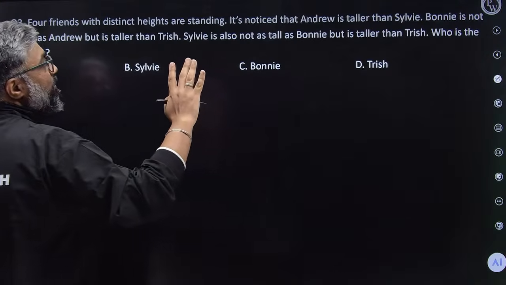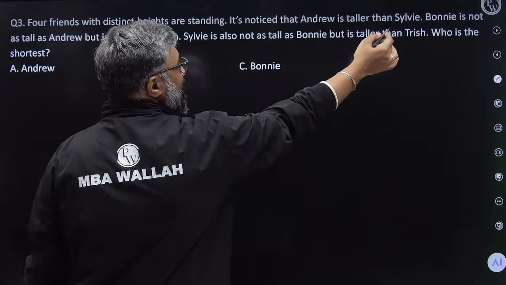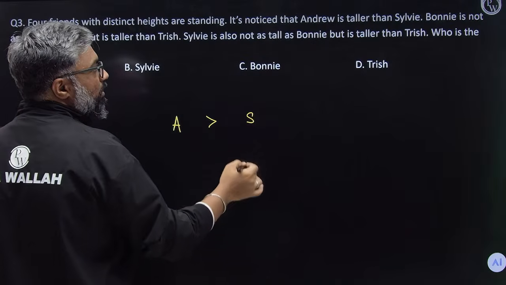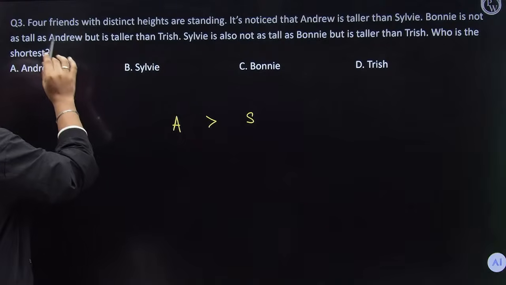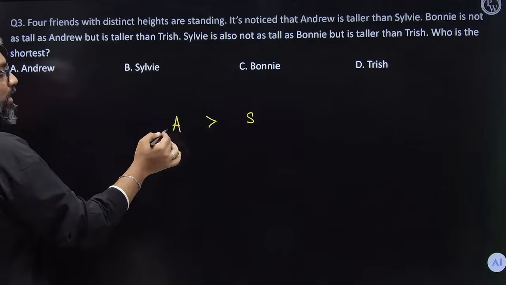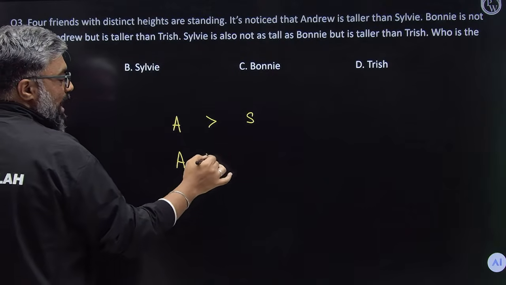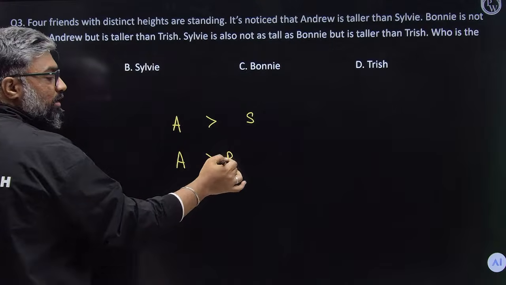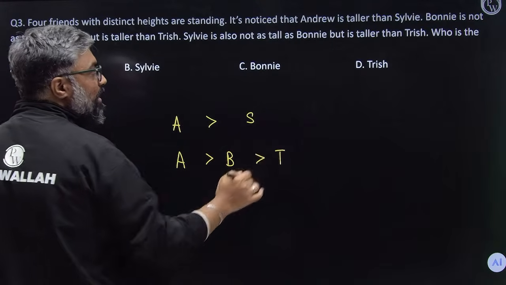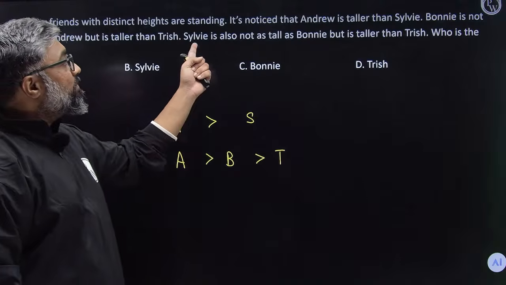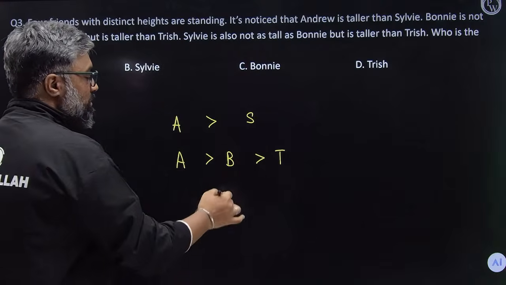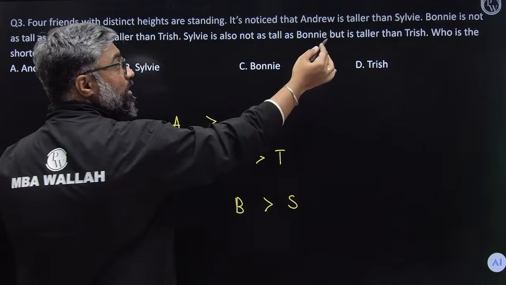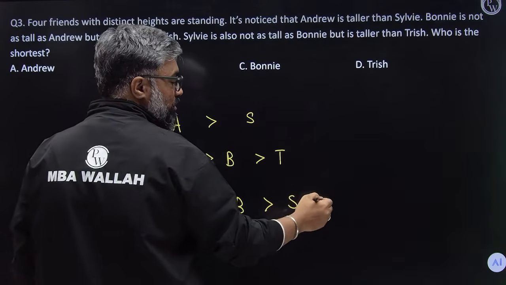They're saying 4 people. Andrew is taller than Sylvie, they are saying. So Andrew is taller than Sylvie. Okay. Bonnie is not as tall as Andrew. What does this mean? Bonnie has to be shorter than Andrew, but is taller than Trish. Next they are saying Sylvie is not as tall as Bonnie, but she is taller than Trish.